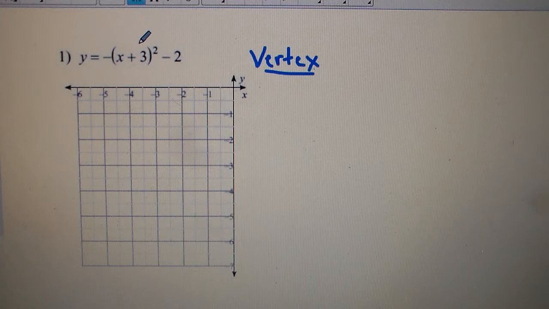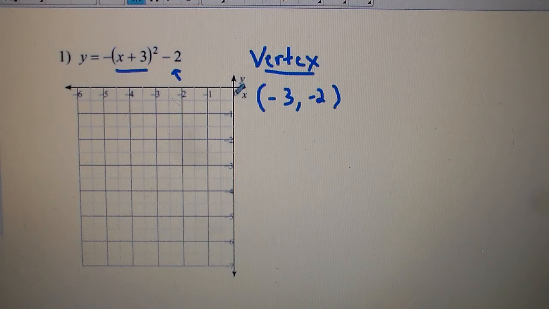When it's in vertex form, all we have to do is take the opposite sign of the number given on the inside of the parentheses. It says x plus 3. So the x value is the opposite. What's the opposite of plus 3? Well, that's negative 3. Then the y value of the vertex is always going to be the number on the outside, that negative 2.